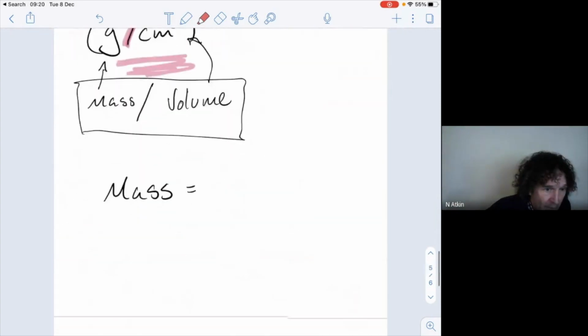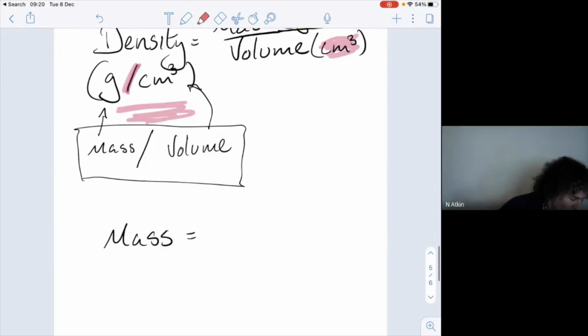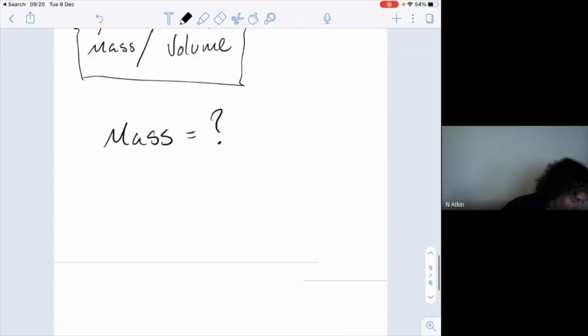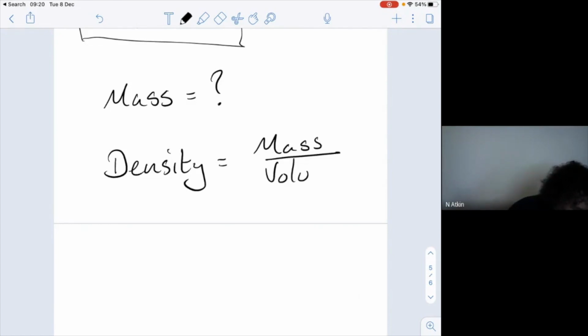So when I look at my density formula, what does mass equal? Let's have a look at how we would change the subject for that one. I start with density is equal to mass over volume. What's stopping mass being on its own? This volume. I need to get rid of that, and the easiest way is to times top and bottom by volume. So mass times volume here.